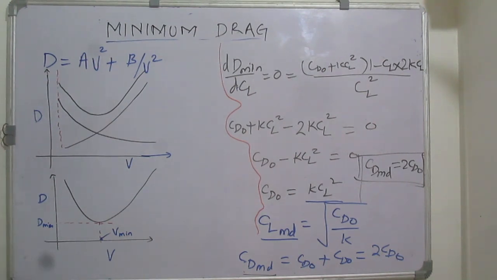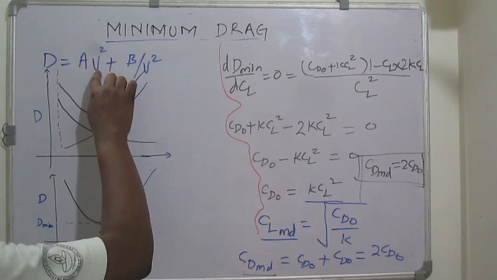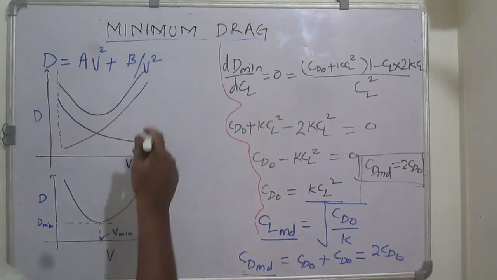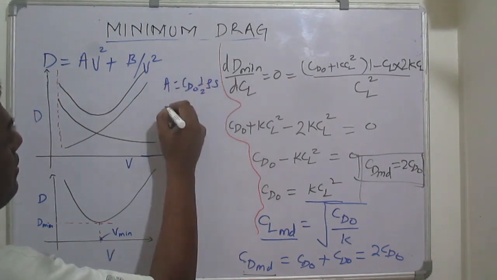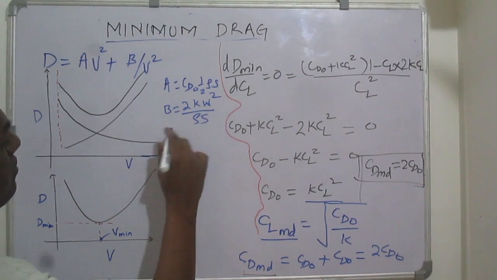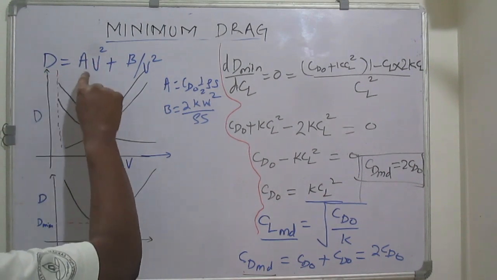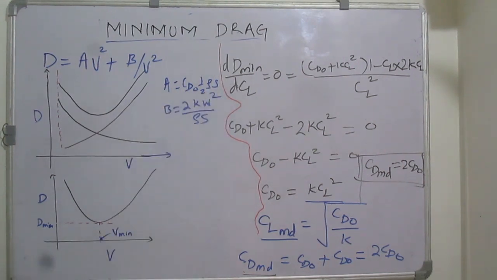So first of all, we know the drag equation D equals A V square plus B by V square, where A and B are constants. A equals CD naught rho S, whereas B equals 2 K W square by rho S. So the drag is a function of only the velocity, because the rest of the parameters will be constant.